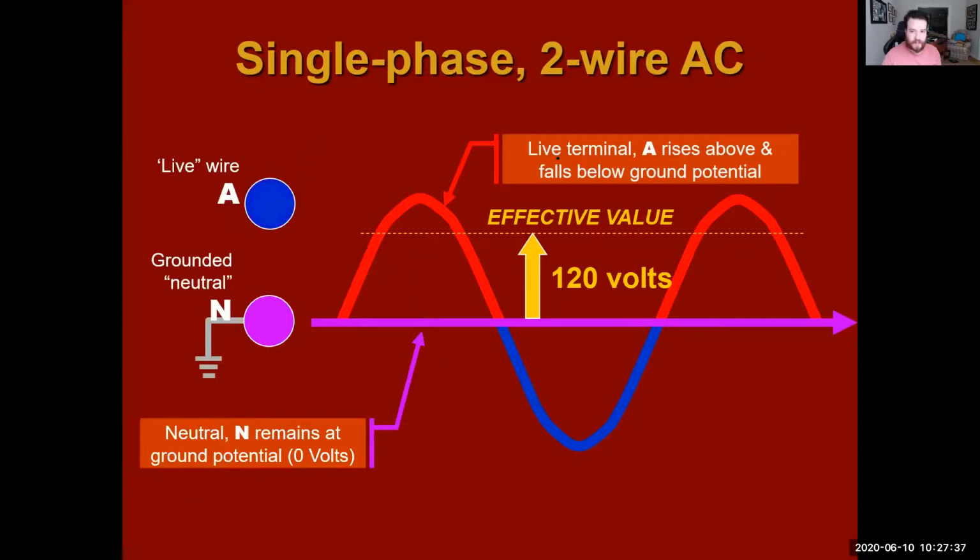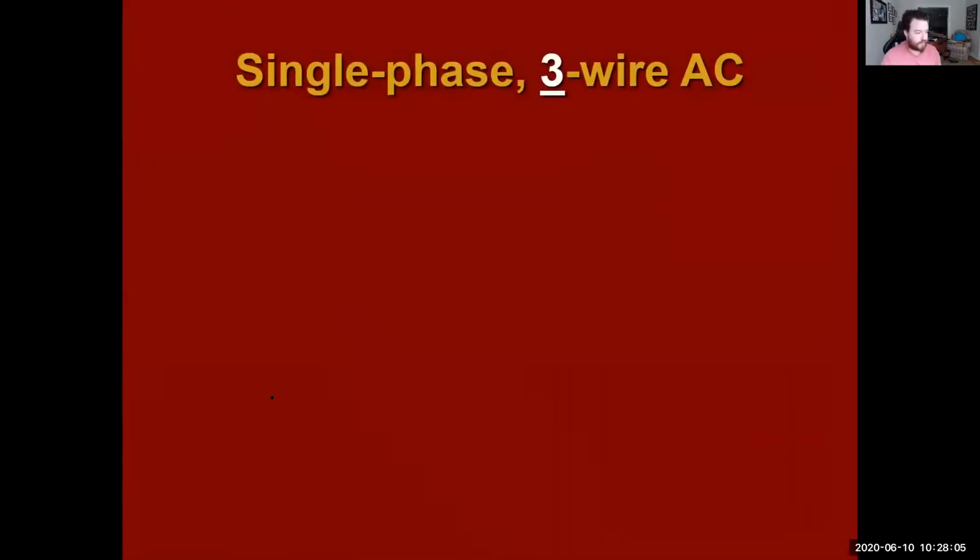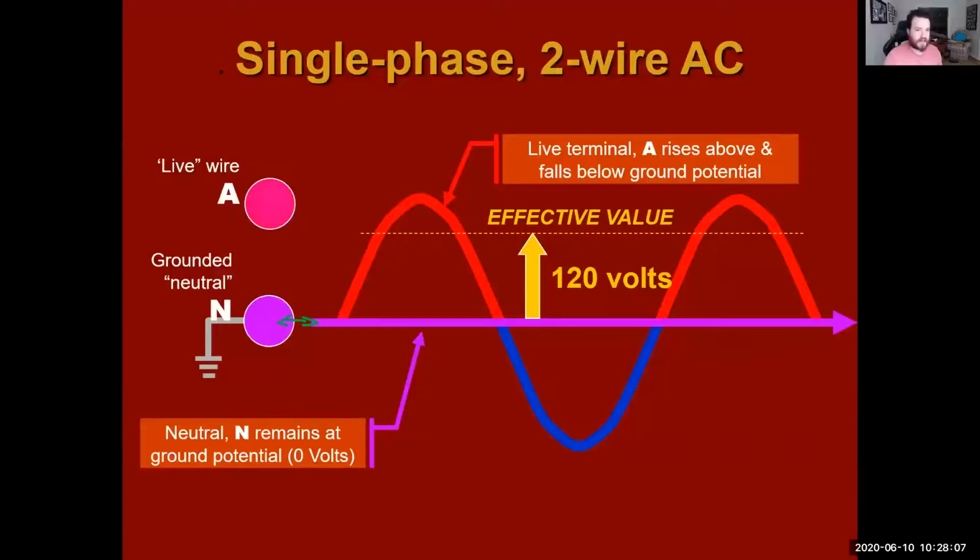All right. Live terminal A rises above and falls below the ground potential. So our ground is always going to stay at the ground level. It's going to be at 0 volts always. All right. A is going to be going up and below. So it's not going to be changing from A to N, but A itself is going to be changing its current. All right. Now that is a single phase 2-wire system.